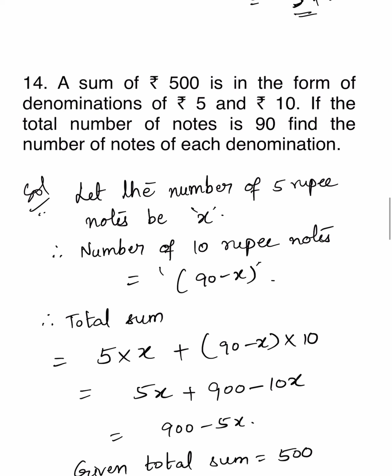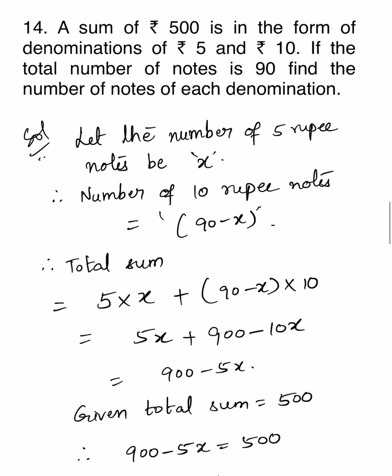A sum of 500 is in the form of denominations of 5 and 10. If the total number of notes is 90, then find the number of notes of each denomination. Let the number of 5 rupee notes be x.